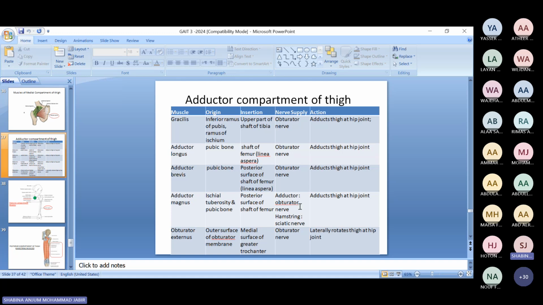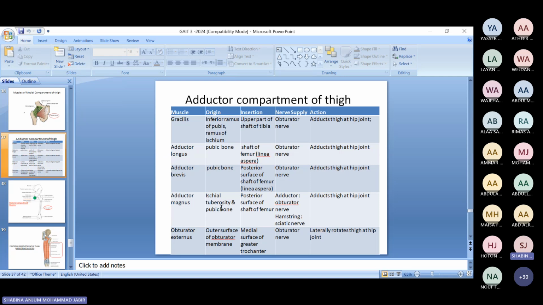Now, can you find that there is something different with the adductor magnus? Even if you see its origin, it has two origins. One is from the medial compartment, from the pubic bone. Another is from the ischial tuberosity. It even has two nerve supplies: obturator nerve, because it is from the adductor compartment, and the sciatic nerve, because it belongs to the hamstring muscle also. So adductor magnus is a huge muscle.